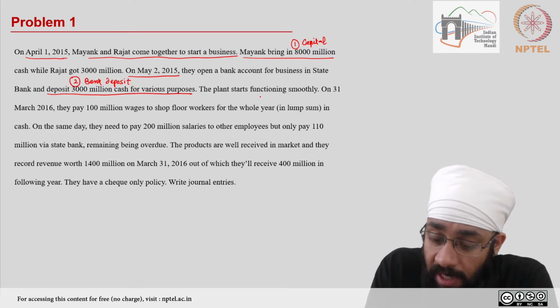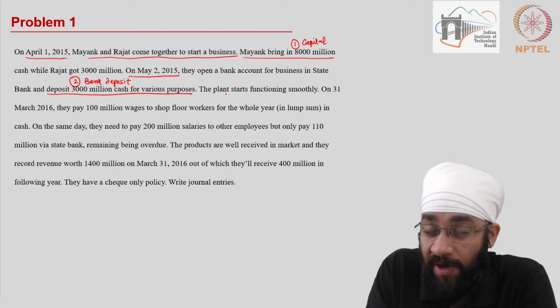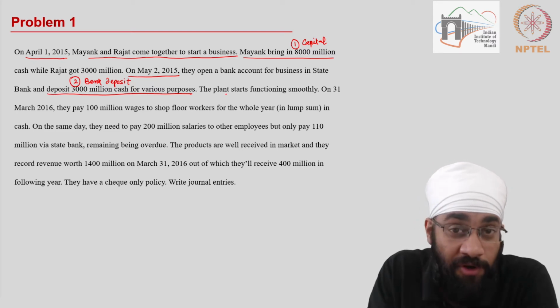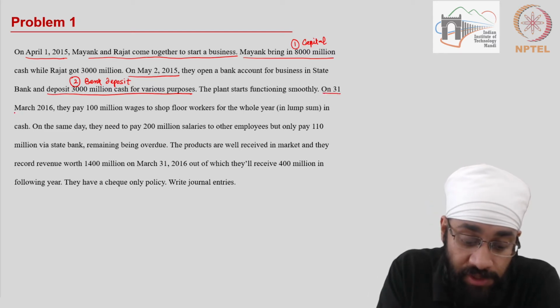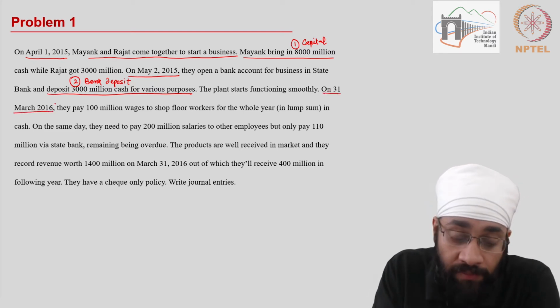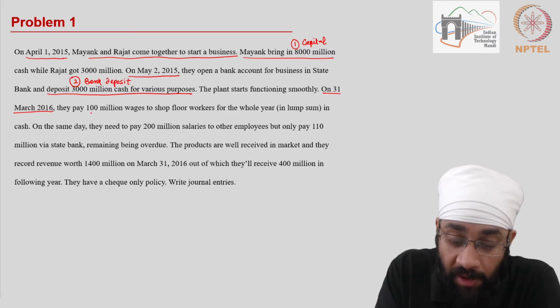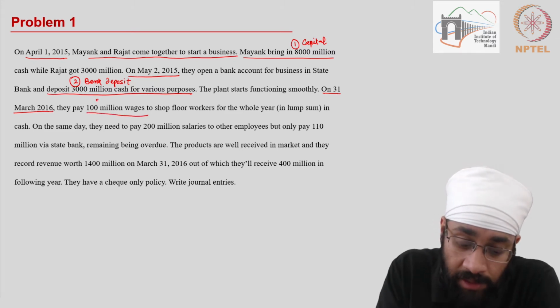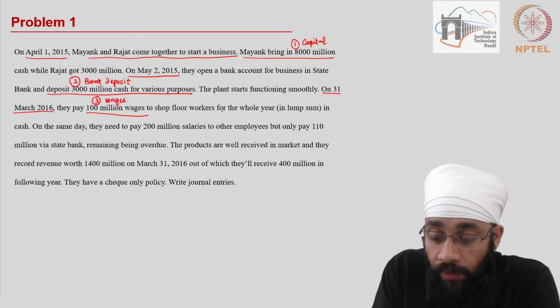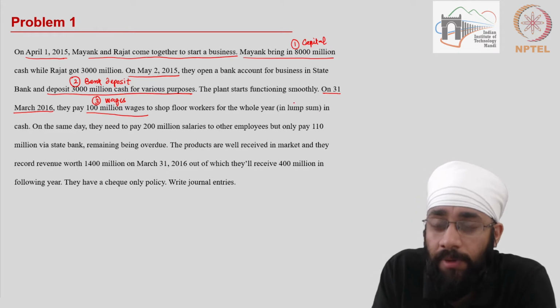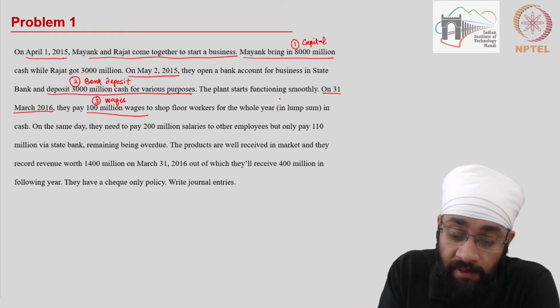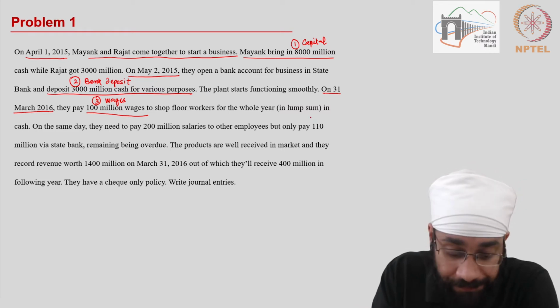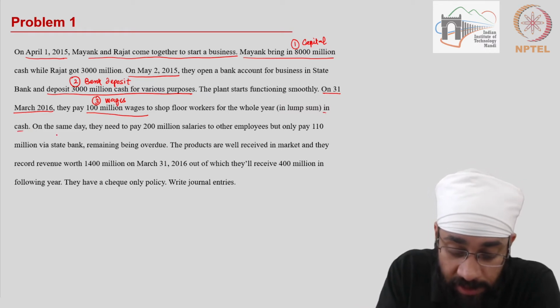The plant starts functioning smoothly. Now the plant is functioning, but let it function. There is no monetary transaction being mentioned. So ignore this line. On 31st March 2016, this is the end of the financial year, they pay 100 million wages. All right, another transaction of wages to these shop floor workers for the whole year in lump sum. Now, only for simplicity, we've said lump sum, usually wages will be paid daily, weekly, monthly at the most, and they're paying it in cash.